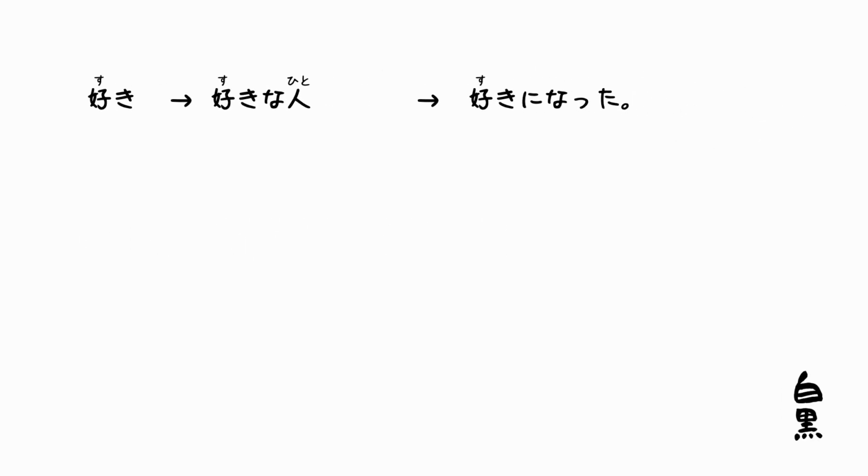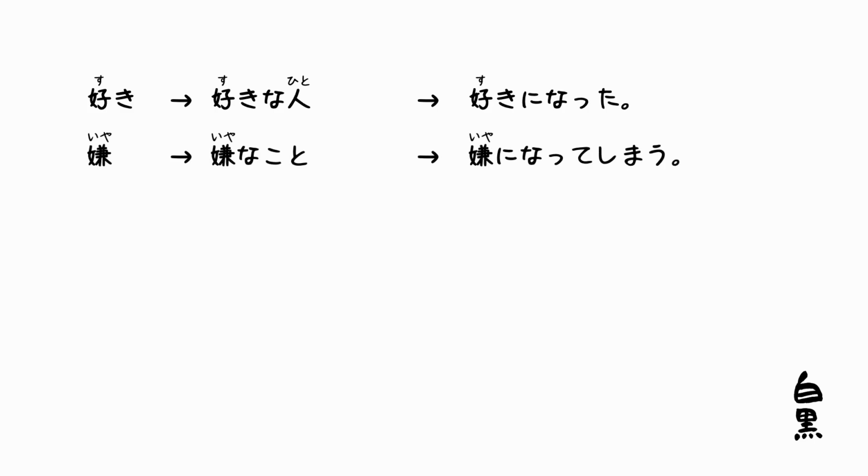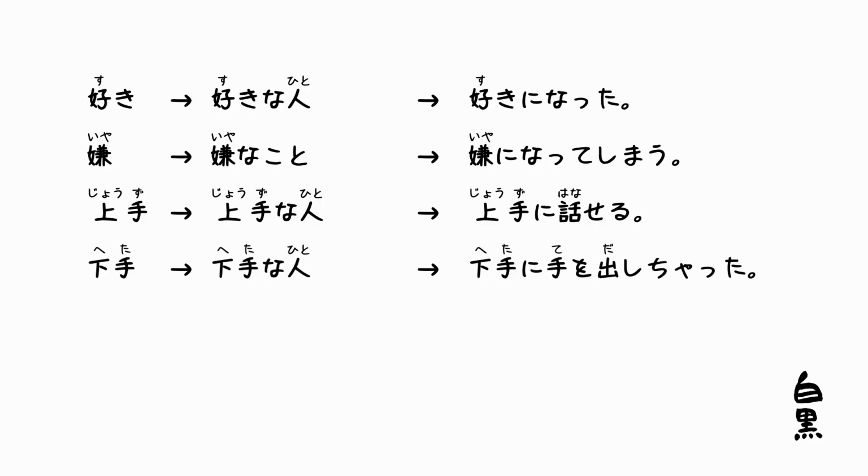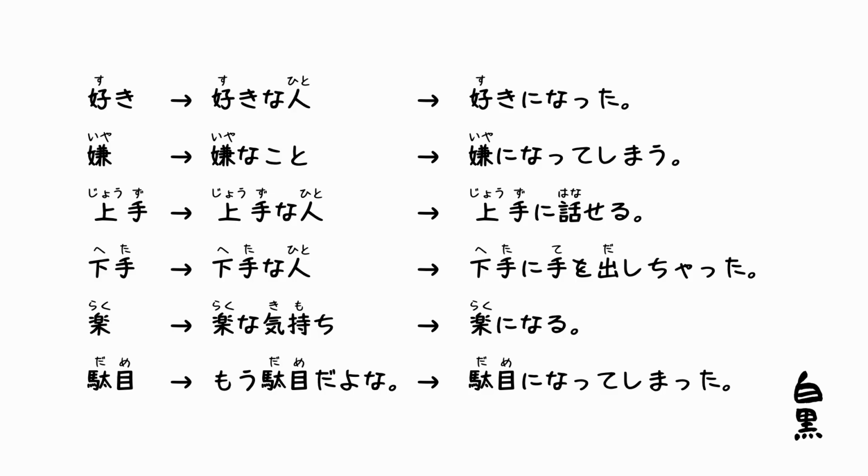mispronounced. 好き、好きな人、好きになった。嫌、嫌なこと、嫌になってしまう。上手、上手な人、上手に話せる。下手、下手な人、下手に手を出しちゃった。楽、楽な気持ち、楽になる。ダメ、もうダメだよな。ダメになってしまった。Okay, let's review pattern D words overall. We mainly need to focus on nouns.